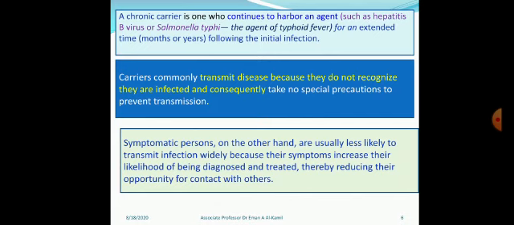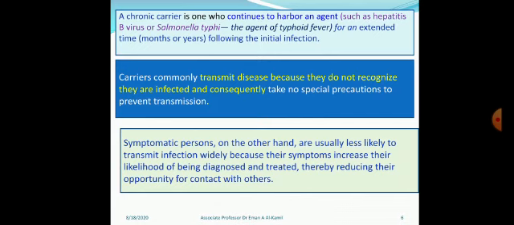Carriers commonly transmit disease because they do not recognize they have the infection, and consequently take no special precautions to prevent the transmission. So this is one of the important public health significances, that the carriers don't show signs and symptoms, but they continue to transmit the disease to other people. So it is important in public health to identify these carriers and treat them to prevent the transmission of the disease.